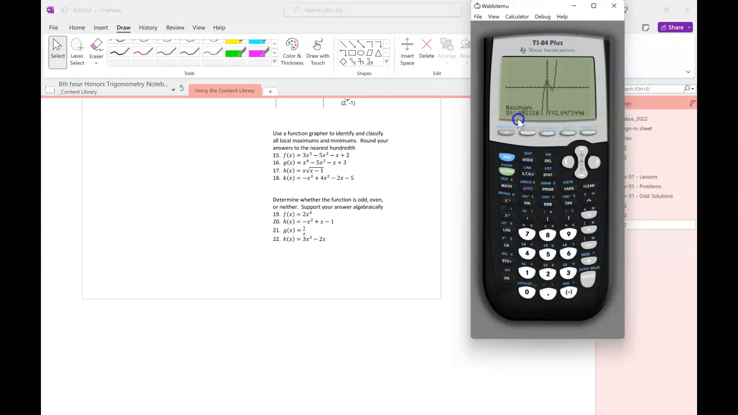Okay, yeah, I got it. I got the maximums and minimums, right? I just didn't know how to use that function. Oh, okay. So there you go. Fairly straightforward, right? Yeah. Cool. No problem.